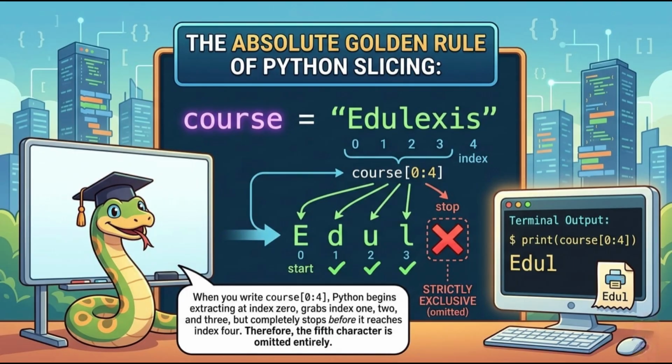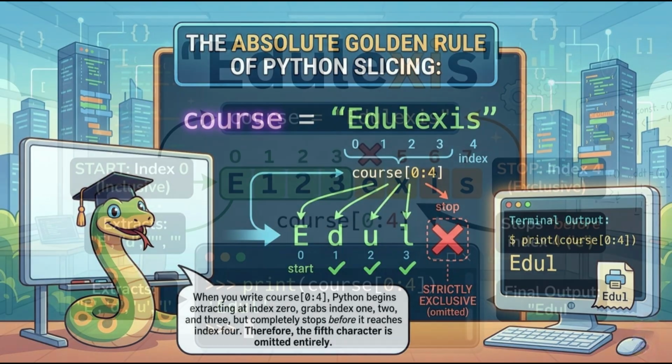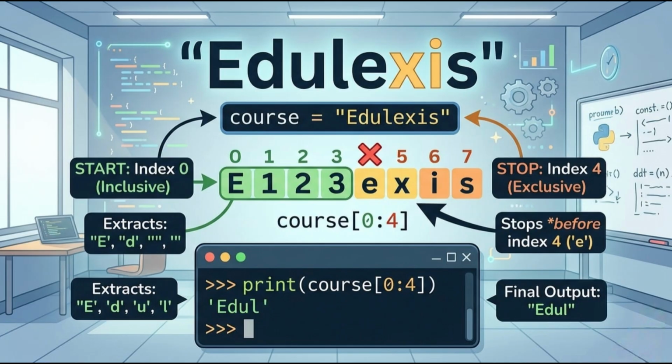Python slicing is built to be highly concise. If you leave that start parameter completely blank, Python assumes you want to start from the absolute beginning of the string, which is index 0. Look at the code. Writing course[:4] without a 0 gives us the exact same output, Edul. It is cleaner, faster to write, and recognized as standard Pythonic style.